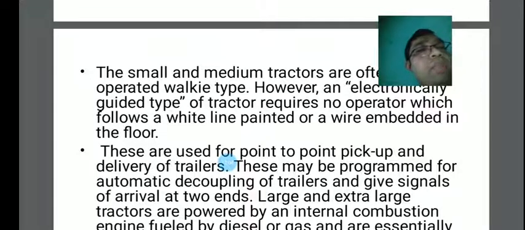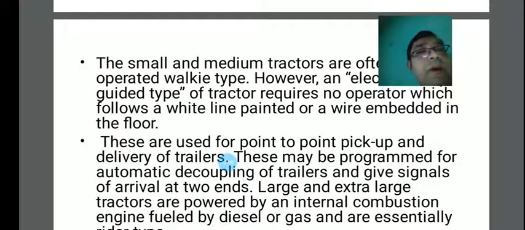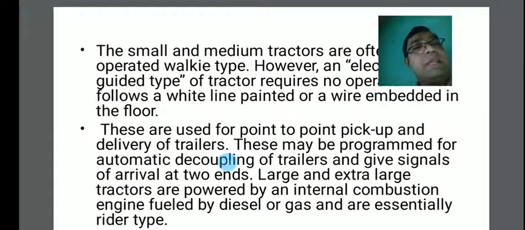This may be programmed for automatic decoupling of trailers and to give a signal of arrival at the two ends. Given a signal, a sensor handles the coupling, and the decoupling is also programmed. When the trailer arrives at the ends, a signal is given, and this signal is sensed by the controller.